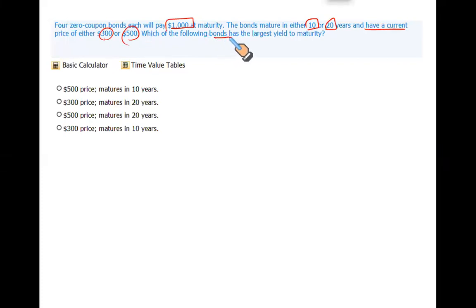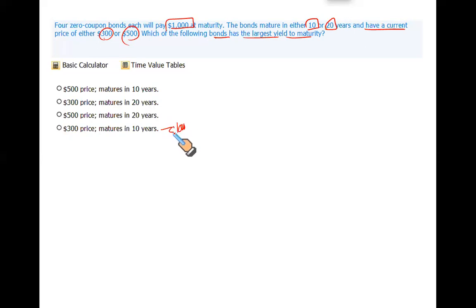Which of the following bonds has the largest yield to maturity? Bond 1 has a current price of 500. You pay 500. After 10 years, you get 1,000. Bond 2 is available right now for 300. After 20 years, you get 1,000. Bond 3 is available right now for 500. But in 20 years, you get the full 1,000. And bond 4 is available right now for just 300 and it matures within 10 years.